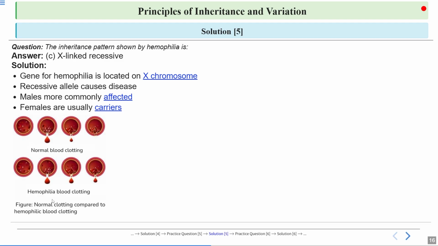Here you can see an image showing hemophilia. In the normal case, the blood clots after some time, but in the case of hemophilia, the blood is not able to clot because the clotting factors are not being produced, or it will take a very long time for blood to clot.